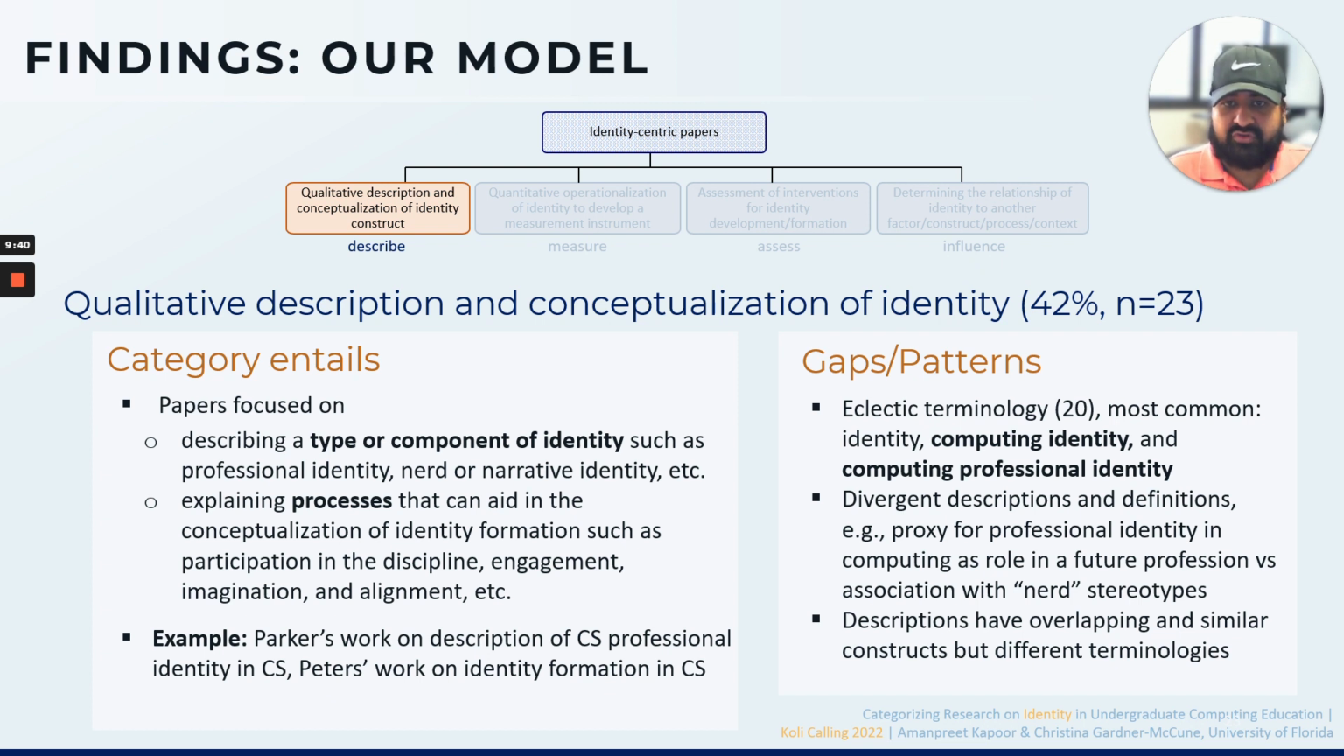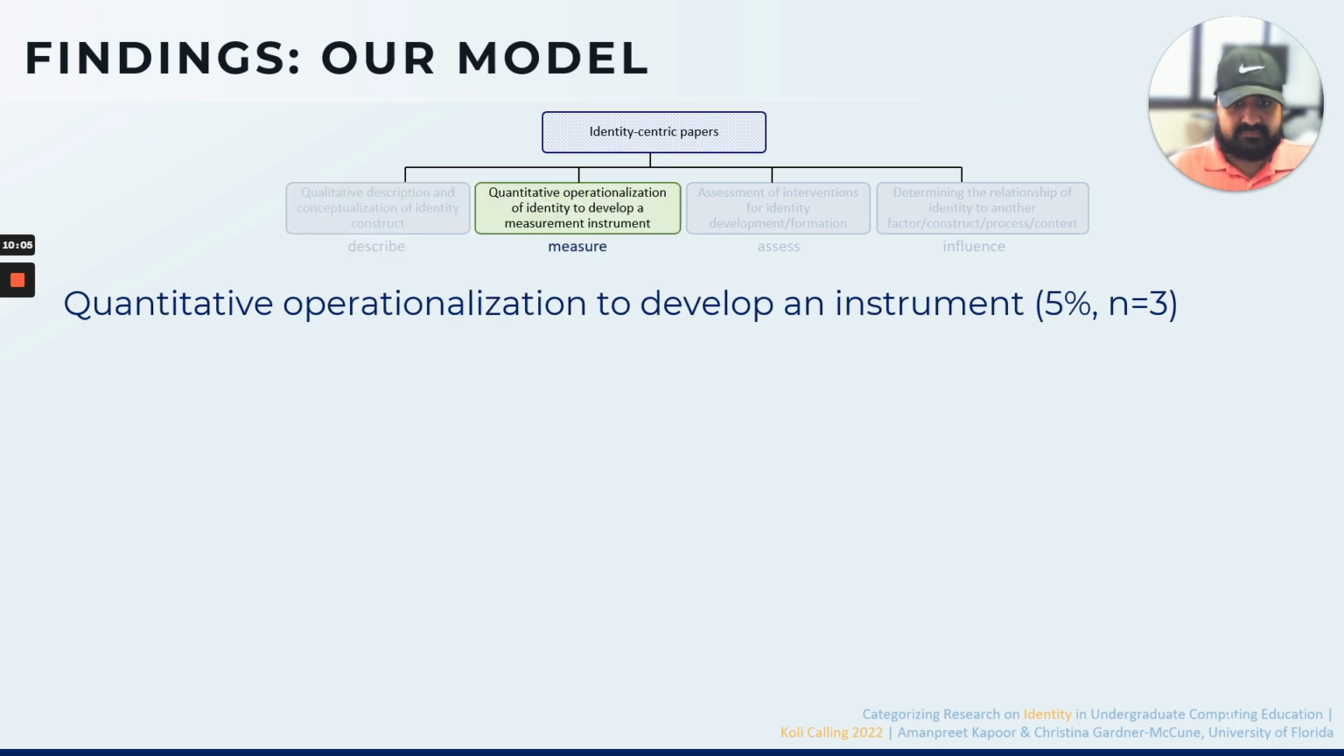There were also divergent descriptions and definitions, for example, proxies for professional identity in computing. There were some papers that were using future roles or future professions as a proxy for professional identity formation, while others used association with nerd stereotypes. The descriptions often had overlapping and similar constructs, but they used different terminology.